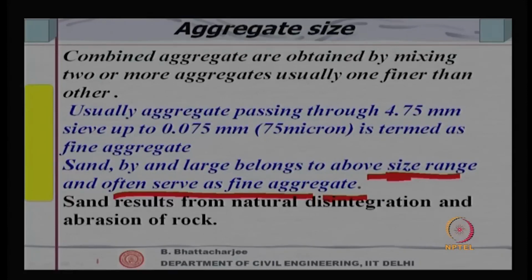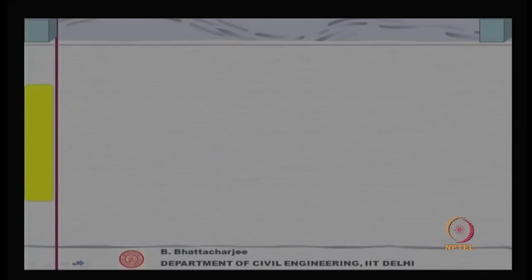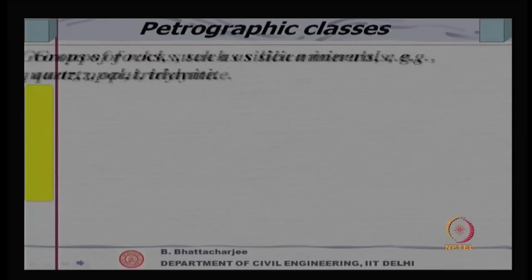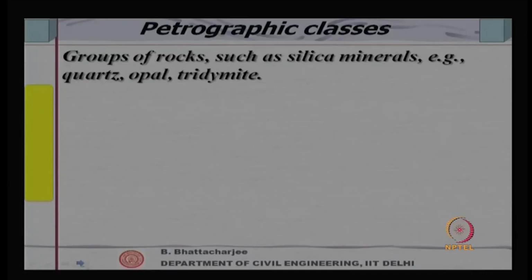Clay, silt and clay are finer than this size, as you know. And sand, of course, results from natural disintegration and abrasion of rocks. Sand results from natural disintegration by wind, rain, etc., and abrasion of rock. Groups of rocks such as silica minerals, quartz, opal, tridymite, etc., these are the groups.